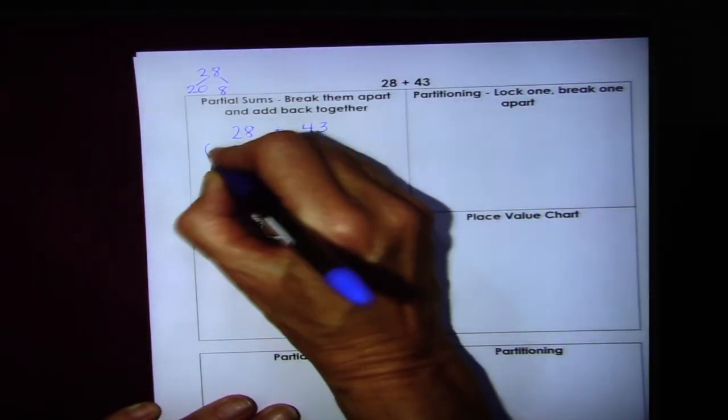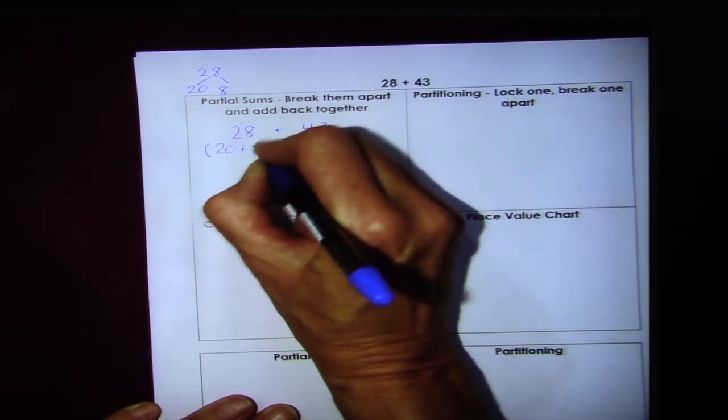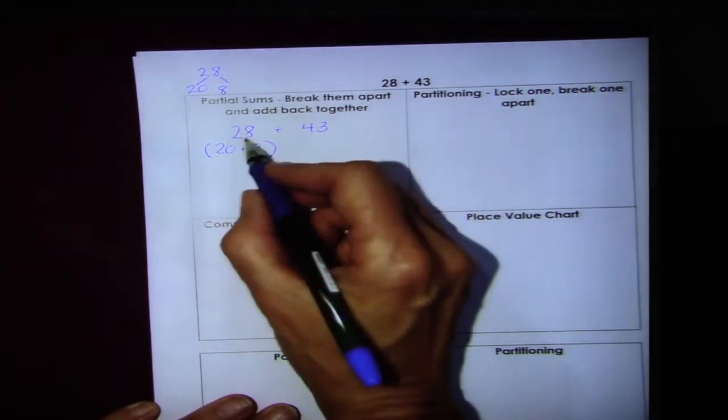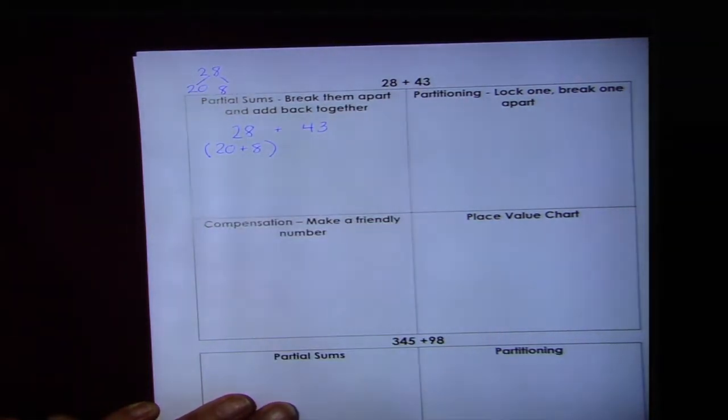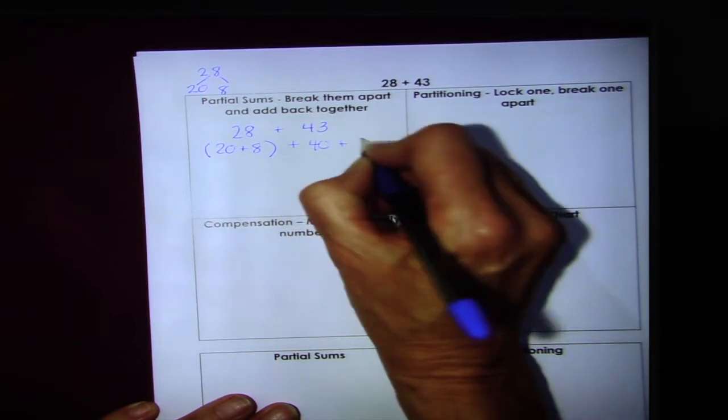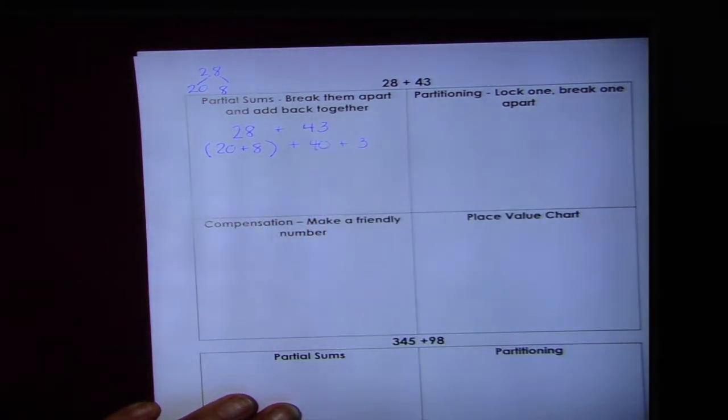So for us, we put it in parentheses. Most kids won't. And that's okay. So I broke 28 into 20 plus 8. What would I break or decompose 43 into? Most kids would write it like that instead of the parentheses. Parentheses just means these go together.